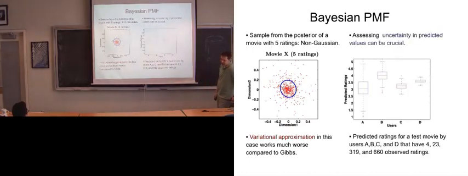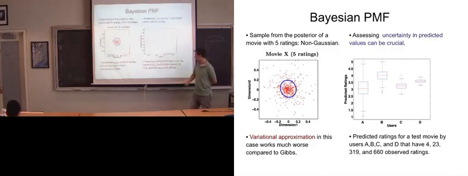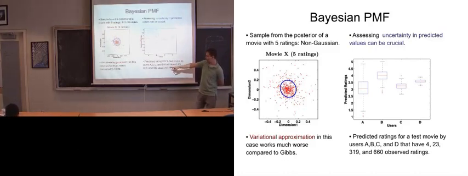And then I mentioned to you that this framework is useful because you can get the notion of uncertainty. So here's the uncertainty in predicted values for a test movie. You take some movie, and you have 4 users. User A has 4 ratings in the system. User B has 23 ratings. User C has 319, and user D has 660. Look at the estimates of the certainties.